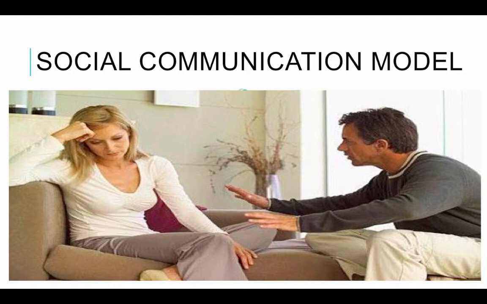So the social communication model takes that original form of communication and says there are a lot of other things at play here. There are previous experiences, there are life experiences, there's noise, there's technology, there are all of these other things that impact the way that we communicate.